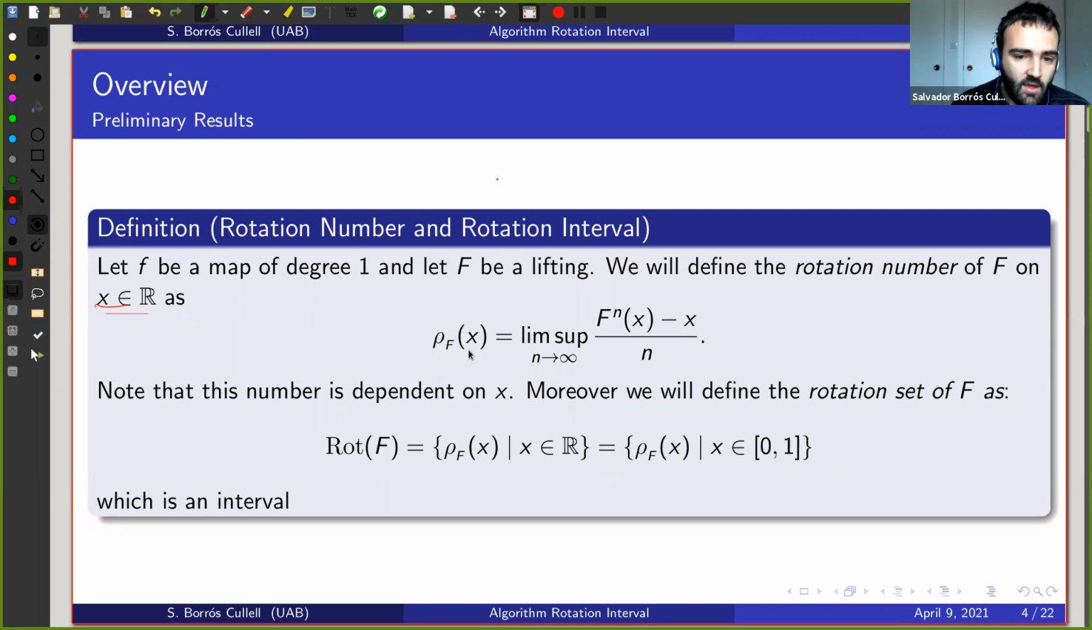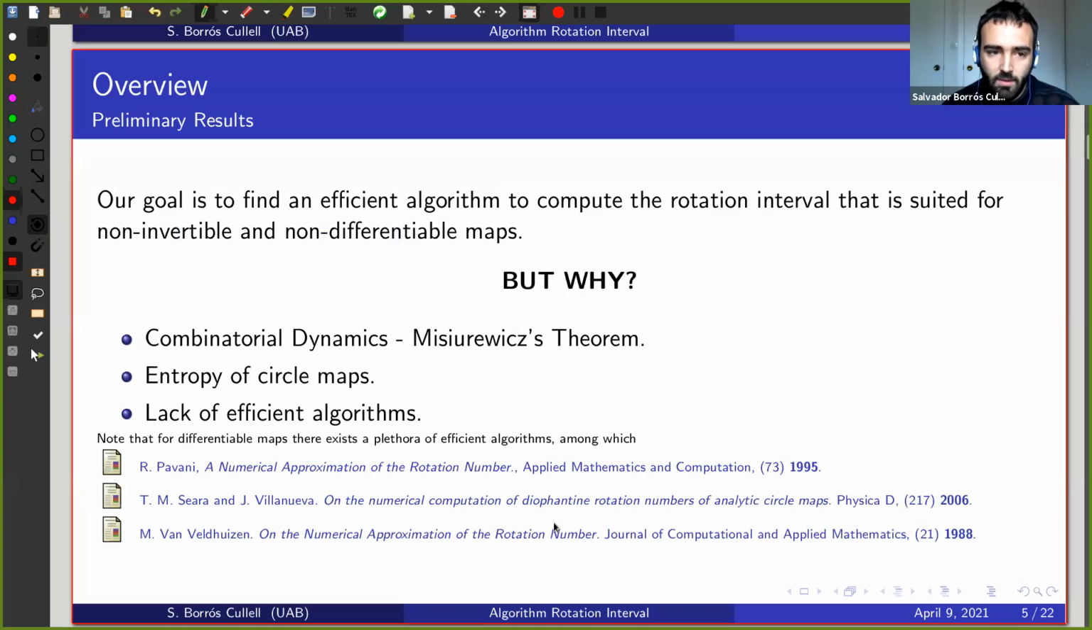So since this rotation number is dependent on x, we may ask ourselves, what is the set of rotation numbers that the points in R may have? And this is called the rotation set of F, and Ito in the 80s, I think, proved that this set is actually a closed interval. So we would like to be able to compute the rotation interval for general maps that can also be used for non-invertible and non-differentiable maps.